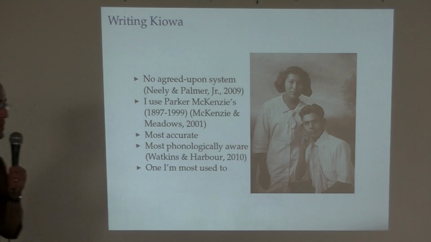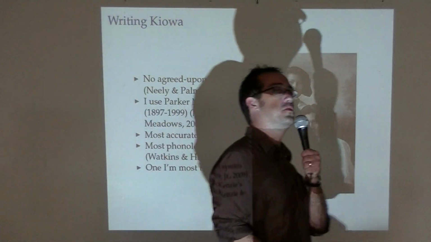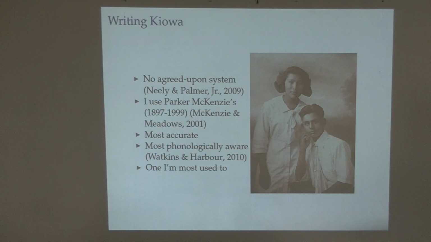And they're written in a way that is confusing, because there's no agreed upon way to write Kiowa. There are a lot of different ways, and people will fight over which one to use. Oftentimes, if your ancestor made a certain one, you'll use that one. The one that I used was made by Parker McKenzie. This is Parker McKenzie with his wife. They met at a boarding school. She was Kiowa though, and so they grew up. But they didn't speak Kiowa to their kids.